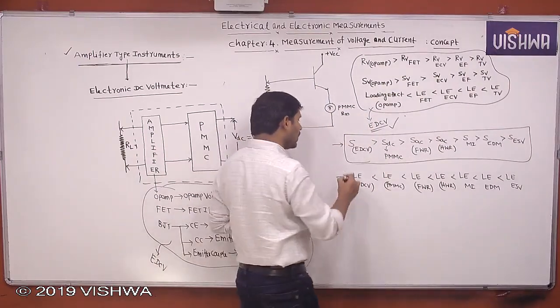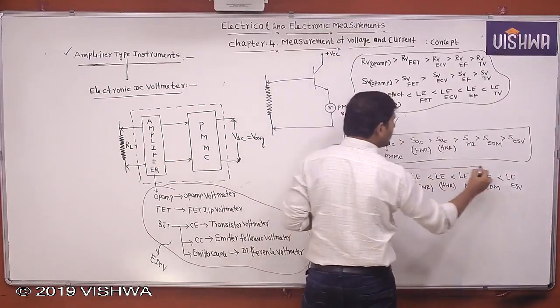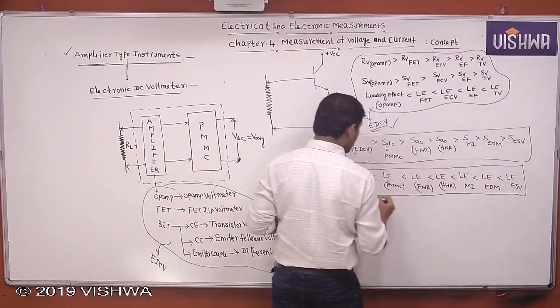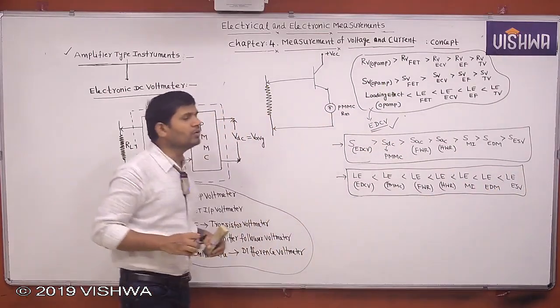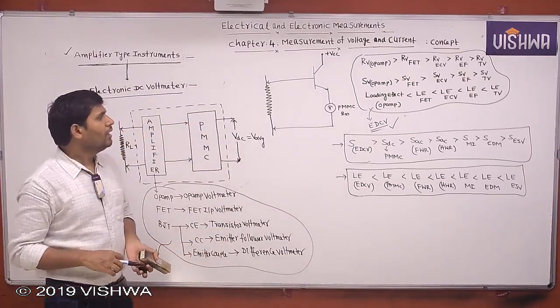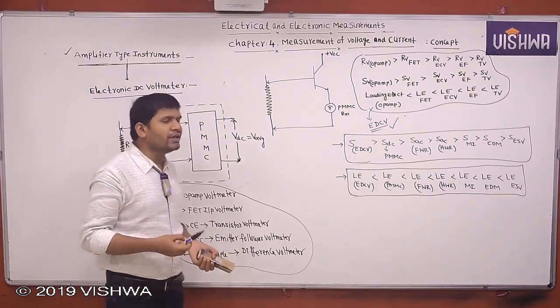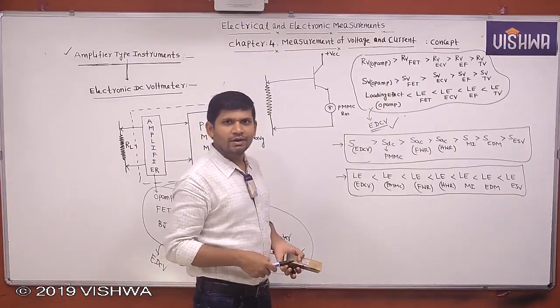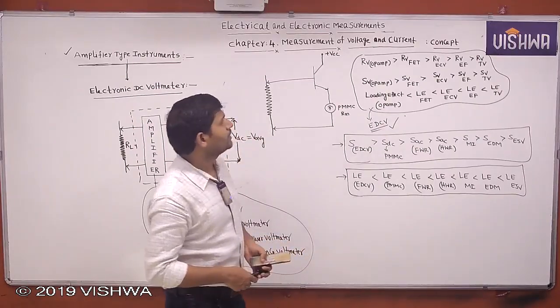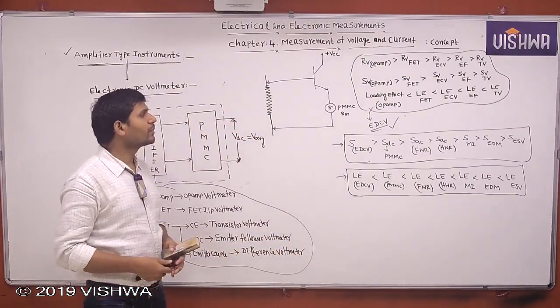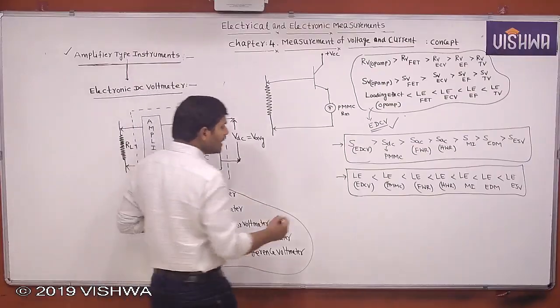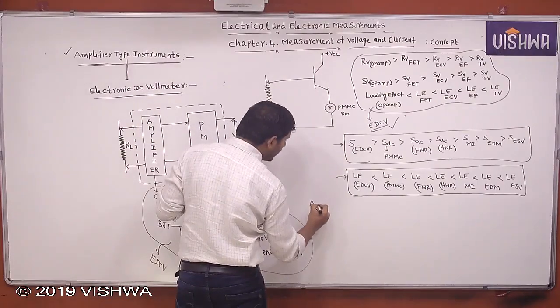Okay, this is the final comparison of different instruments with respect to sensitivity and with respect to loading effect. Like this we can define any electronic DC voltmeter. Clear? Understand? Concentrate, mainly these points you remember. Now tell me, what are the advantages of an electronic DC voltmeter?